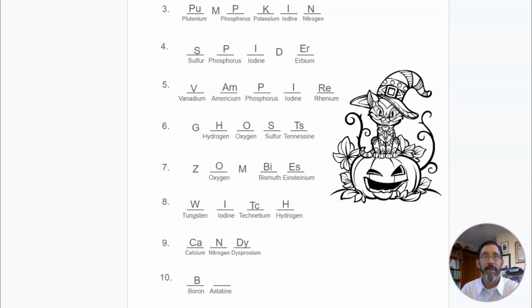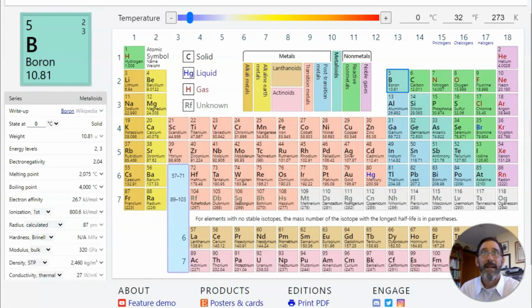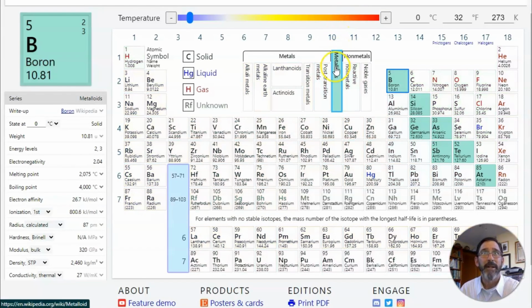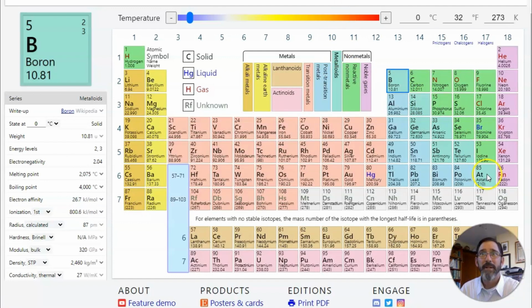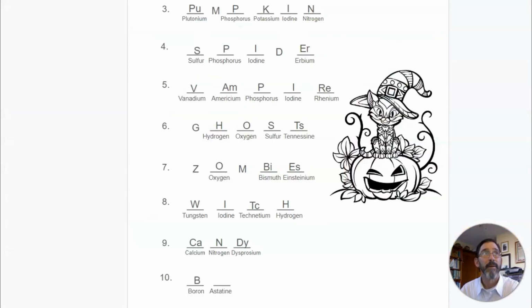And the last element name is astatine. Astatine is at the other end of the metalloids. That would be number 85. Its atomic symbol is capital A, lowercase t, for astatine. Place your capital A with a lowercase t above astatine. And you finished that last word, bat.